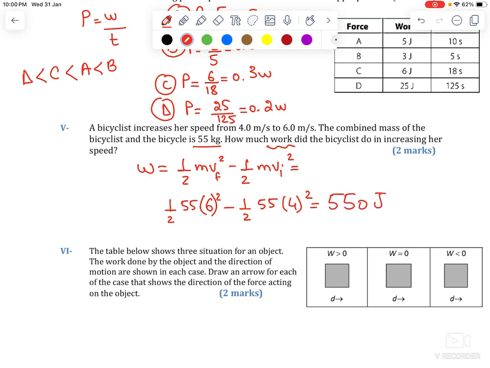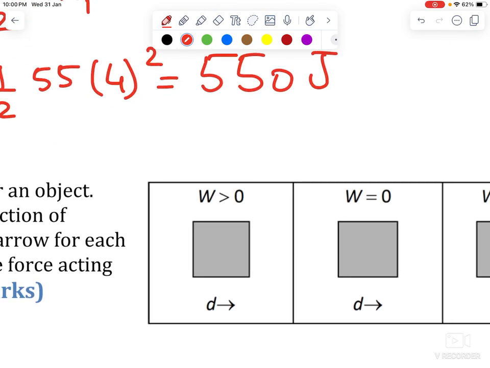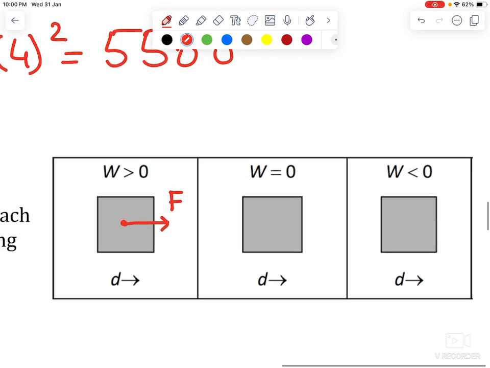Now here in the table below, I have to draw an arrow for each of the cases that shows the direction of the force acting. Here the work is bigger than 0, so it is positive. The force should be in the same direction as the displacement. However, here the work is 0, so either there is no force, but I need to draw a force. I either draw it up or down in a way that makes it perpendicular. So I chose here up.